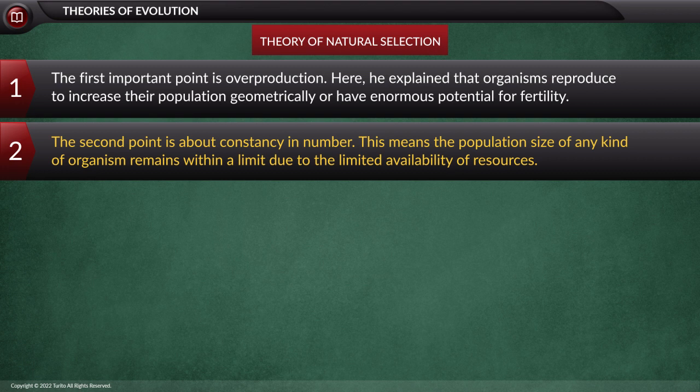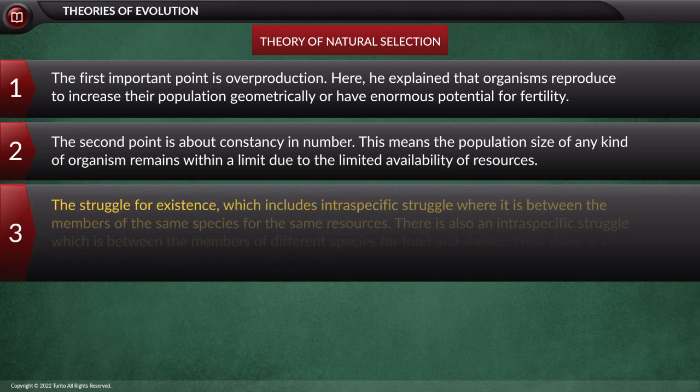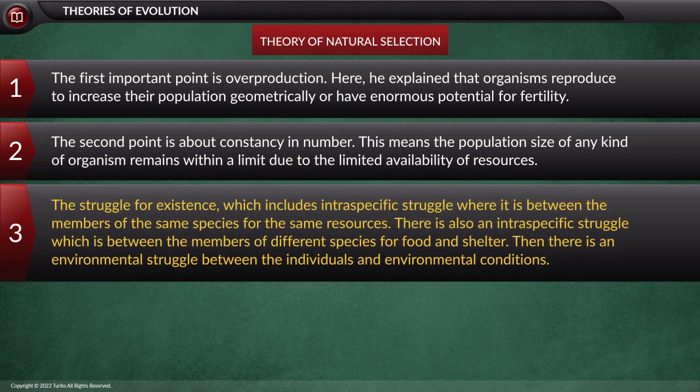The third point is about the struggle for existence, which includes intraspecific struggle, where it is between the members of the same species for the same resources. There is also an interspecific struggle, which is between the members of different species for food and shelter. Then there is an environmental struggle between the individuals and environmental conditions.